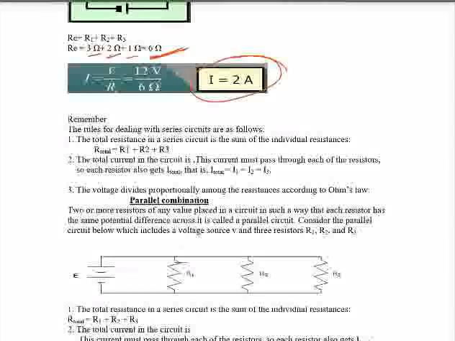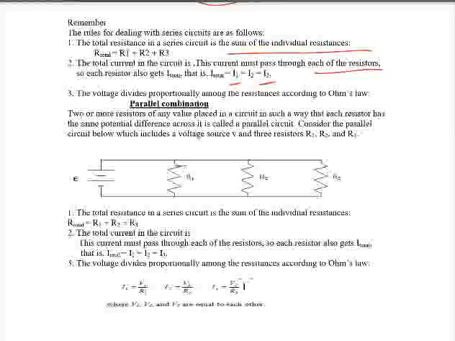Remember the rules for dealing with a series circuit as follows, the rules as I expressed before. The total resistance in a series circuit is the sum of the individual resistances. We can sum them all. And the total current in the circuit is the current that must pass through each resistor. That means the total current is equivalent to the current passing through I1, through I2, through I3. And the third one is that the voltage is divided proportionally among the resistors according to Ohm's law. This indicates that the total potential in the circuit is equivalent to the sum of the potential across each resistor.